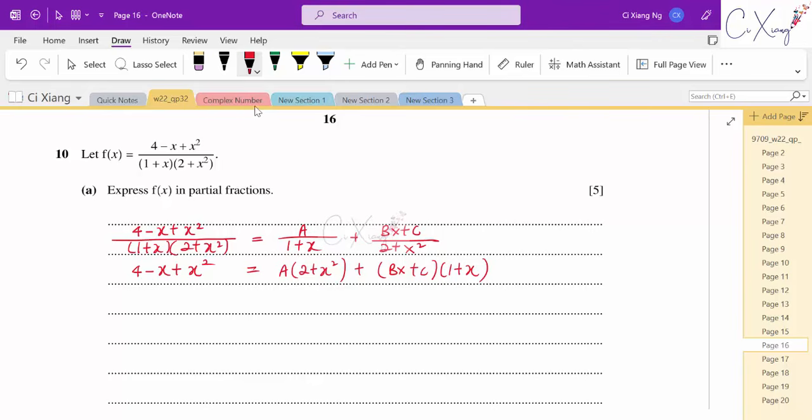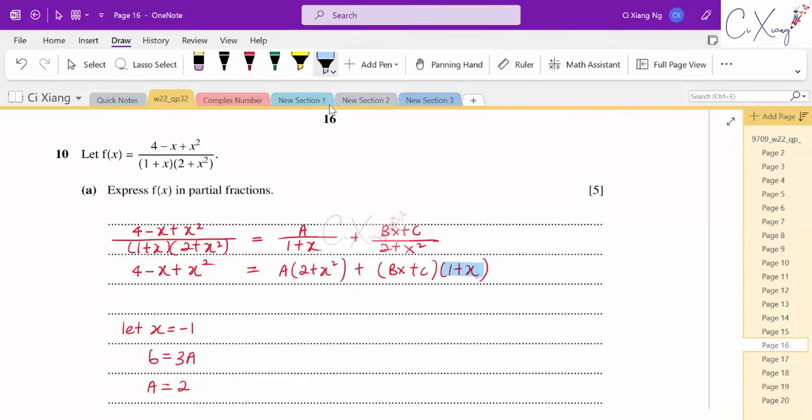Alright, to find the constant values for A, B, and C, I will use the method of eliminating the unwanted unknowns. First of all, I refer to the first bracket here, which is 1 plus x. I will let x equal negative 1. Substituting negative 1 into my left hand side, I will get 6. Substituting negative 1 into the right hand side, I have 3A, and from here I get A equals 2. Why is it 3A on the right hand side only? Because if I substitute negative 1 here, the whole thing for Bx plus C is multiplied by 0 and disappears. So very easily I can get the value for A.